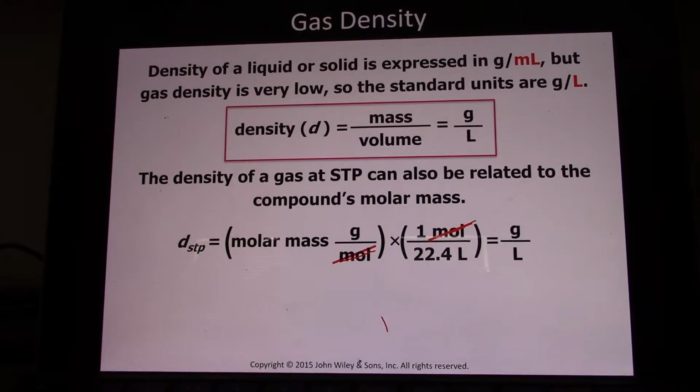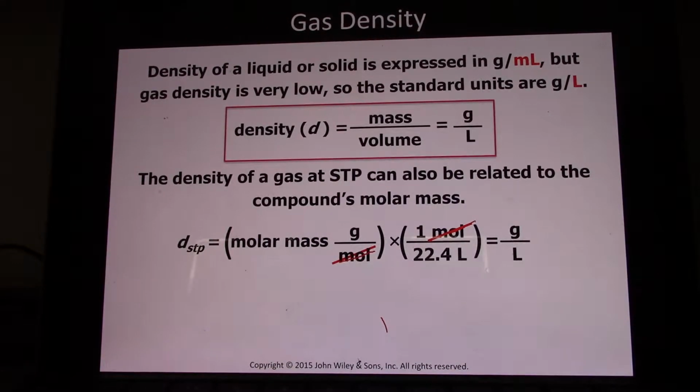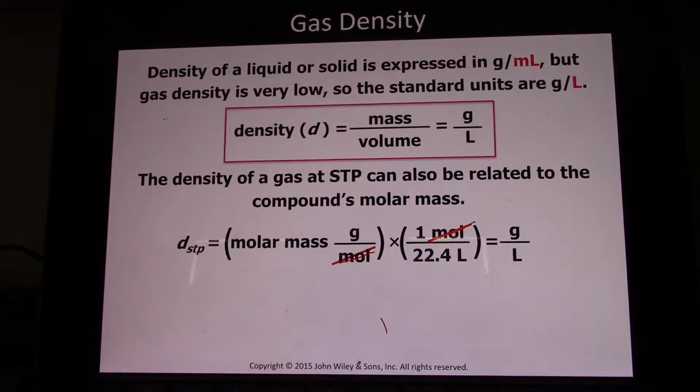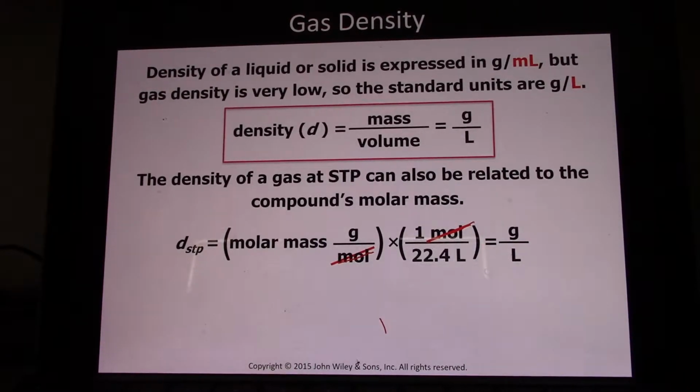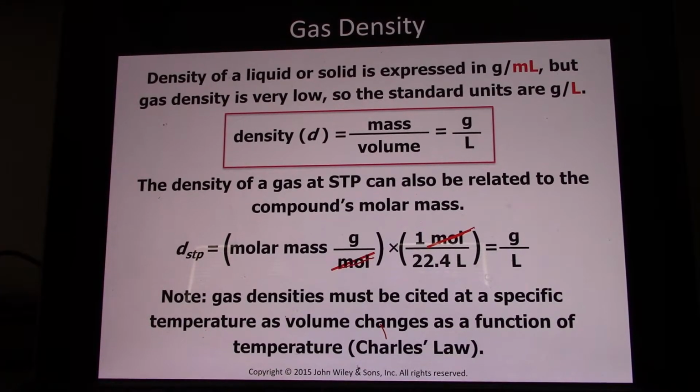Earlier we saw we could take the density times the molar volume to get the molar mass. And so this is the same three pieces of data, just rearranged in a different order.